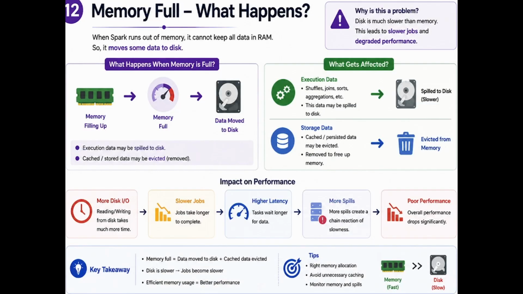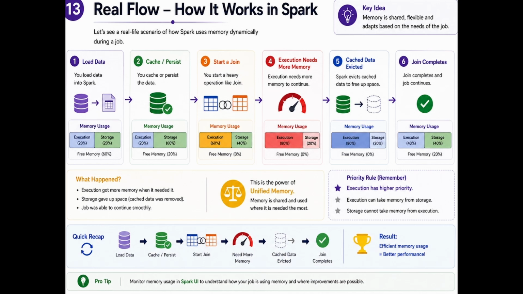So what happens when memory becomes full? Execution data is moved to disk, and storage data may be removed. And as we discussed, disk is always slower. So the moment data moves to disk, Spark performance starts dropping. Let's connect everything with a simple example. You load data, you cache it, then you run a join. Now execution needs more memory. So Spark removes cached data and continues processing. This is Spark dynamically managing memory in real time.